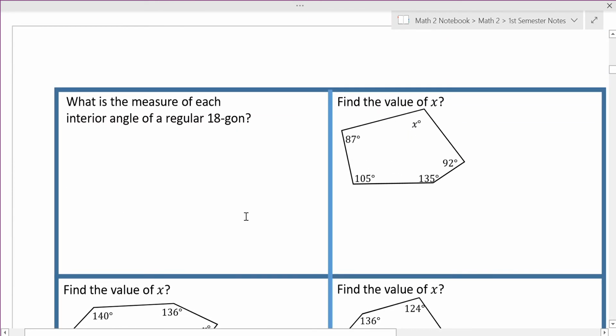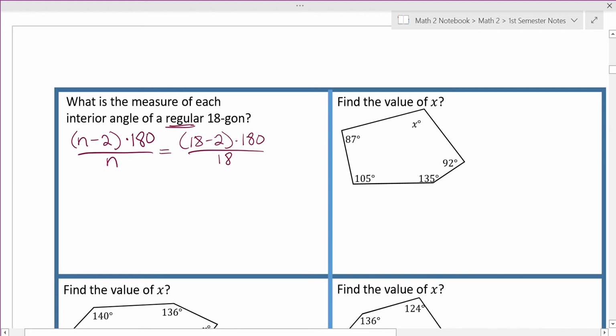Okay, so let's practice with some of those problem types. So I'll do some and then I'll ask you to do some too, okay? So what is the measure of each interior angle of a regular 18-gon? Okay, so that's where we're going to use that regular formula up above, n minus 2 times 180. That would be the sum of all of our measures. And then we're going to divide that by how many there are. So we're going to plug 18 in for n. 18 minus 2 times 180 divided by 18.